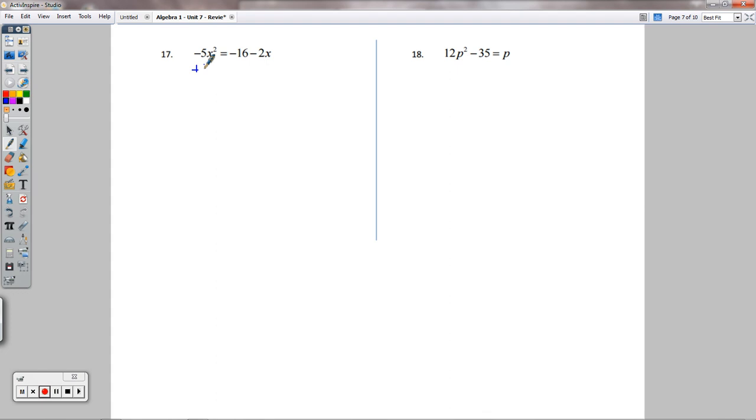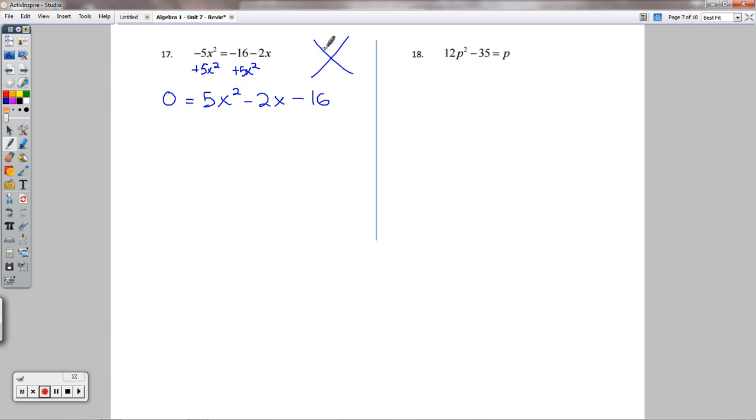So I'm going to add 5x squared to both sides. That should do that most efficiently for me. So 0 on the left side, and then I want to write this in a standard form order. 5x squared minus 2x minus 16. So from there, you could use quadratic formula, but if factoring works, it might save you a little bit of time. So let's try factoring.